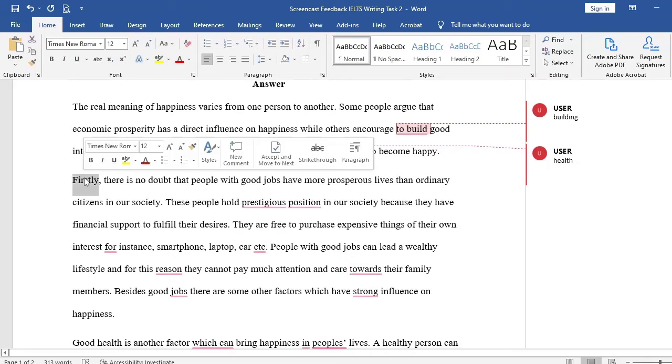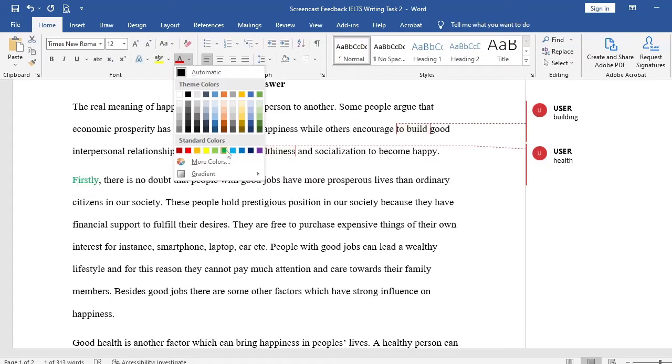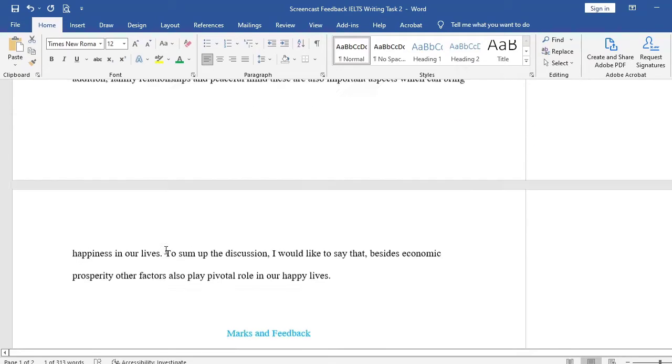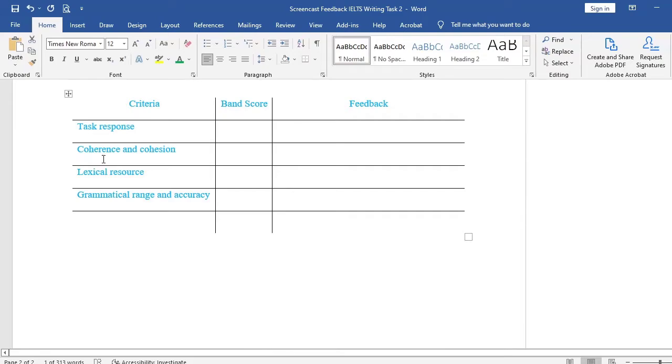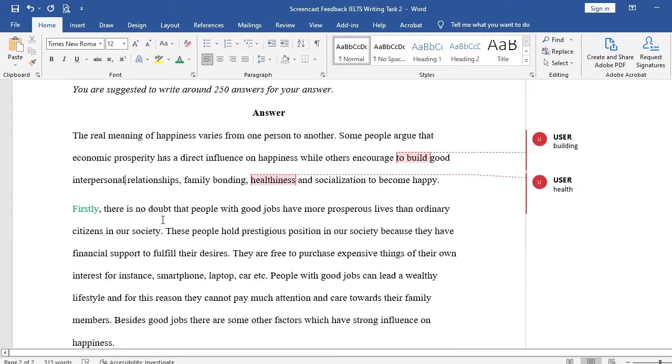Firstly, so this is an example of a transition marker, right? So this is good. Let me just mark it with green, because I like green and green is a positive color. So that's a good example of a transition device, which is going to earn her good marks in coherence and cohesion.